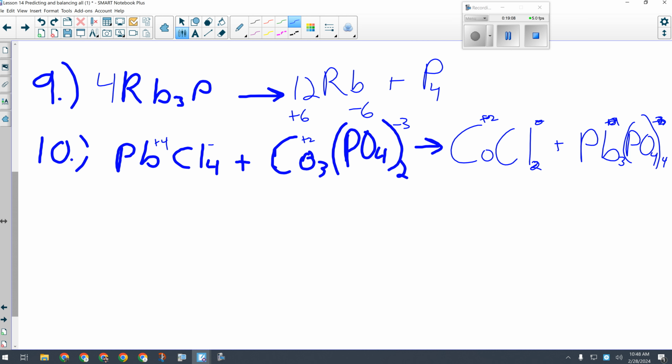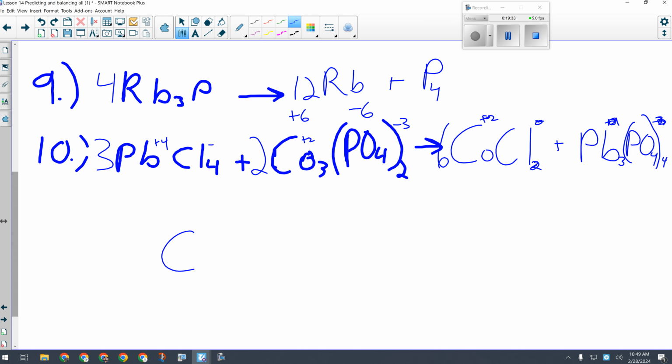Now that I've done all that, now I can balance. 4 is the biggest number, so I'll balance it first by putting a 2 here. That's going to give me 6 cobalts, so I'm going to put a 6 here. That's going to give me 12 chlorines. A 3 here takes care of that and balances my leads on the other side.